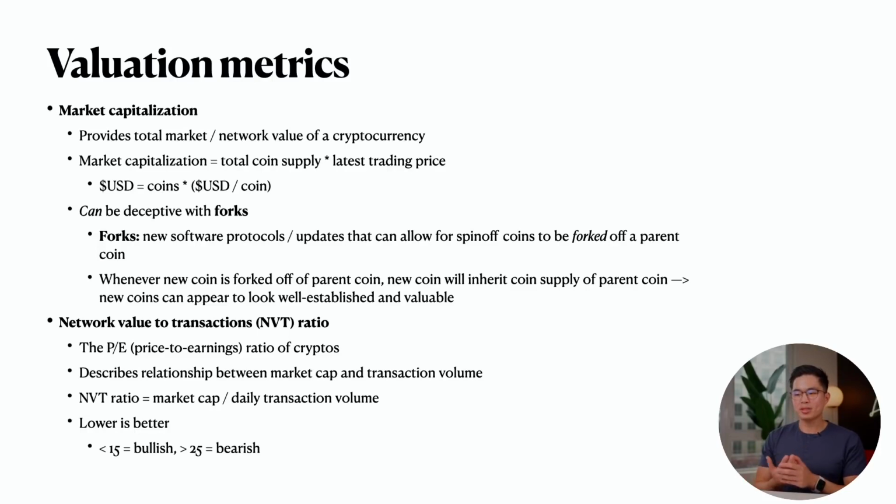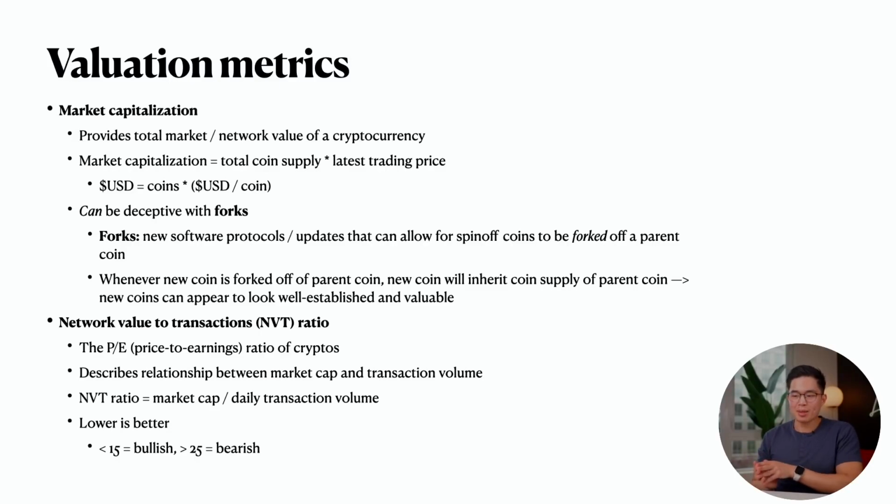The market cap provides the total market or the network value of a cryptocurrency. So to get this, you're basically taking the total coin supply and multiplying it by the latest trading price. Let's say, for example, there's a coin out there with a total supply of 10 coins, and the latest trading price is $5. That's going to result in a market cap of $50.